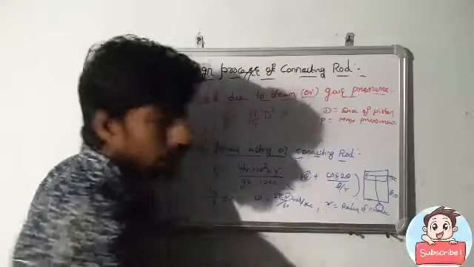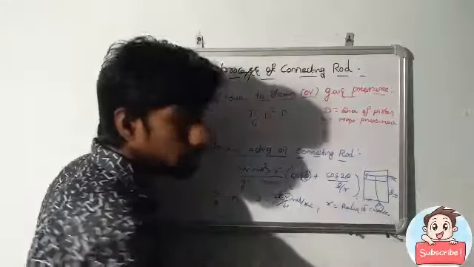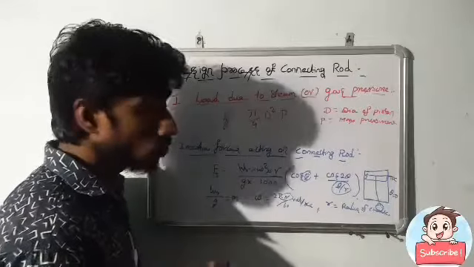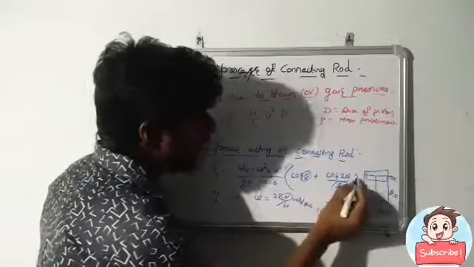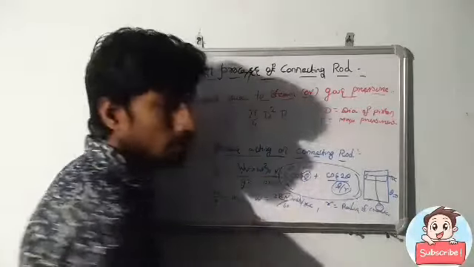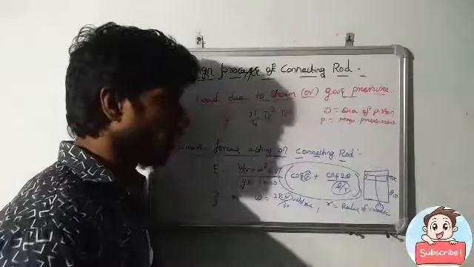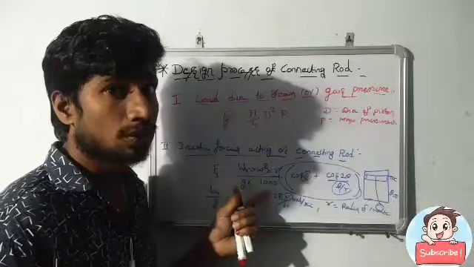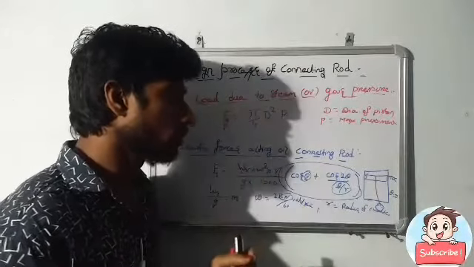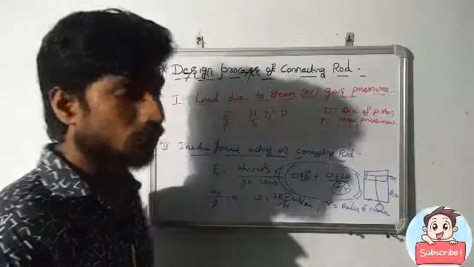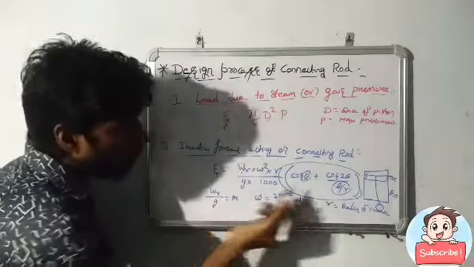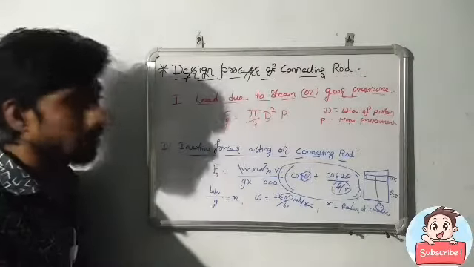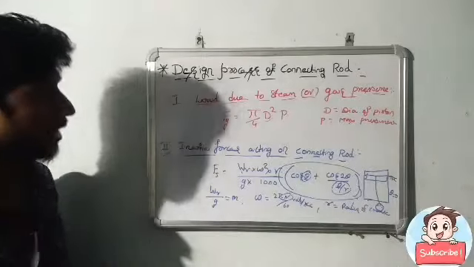Here, L is the length of the stroke and R is the radius of the crank. With the help of the L by R ratio, length of the stroke to radius of the crank ratio, we are going to find out this term by using the design data book. I will explain that with the help of one practical problem. It is easy to consider the value of cos theta plus cos 2 theta by L by R. When we know this term's value, it is easy to find out the inertia force acting on the connecting rod. So this is about the second step.